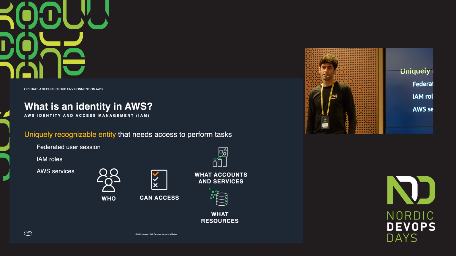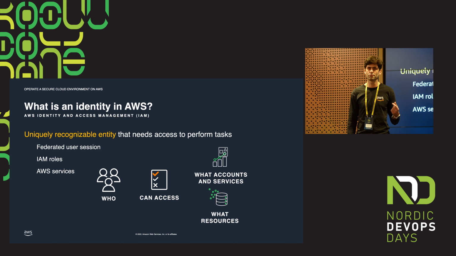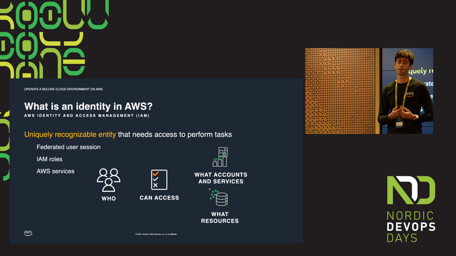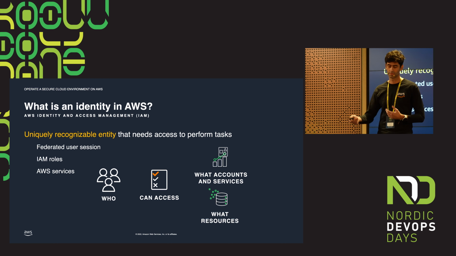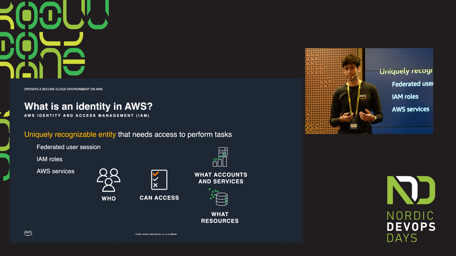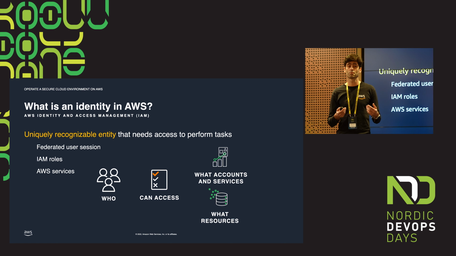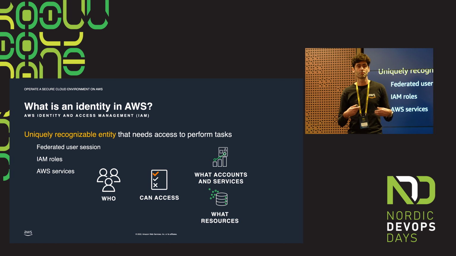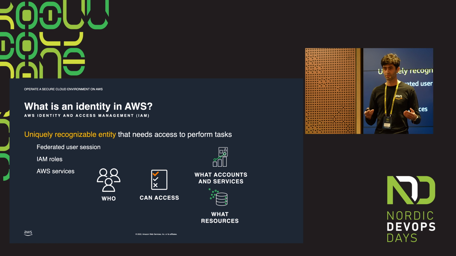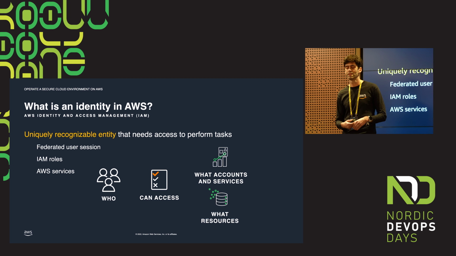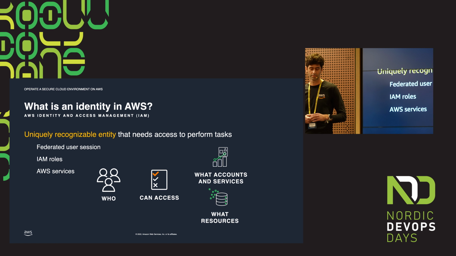What is an identity? It's a uniquely recognizable entity that does actions inside your AWS account. It can be a federated user, so somebody who has authenticated with an external identity provider gets temporary credentials to do things on an AWS account. But it can also be roles that you assume, or that instances, compute workloads assume themselves to perform things. So they need access to your resources, you need to give them roles, otherwise they don't have access to things like objects in S3 buckets.